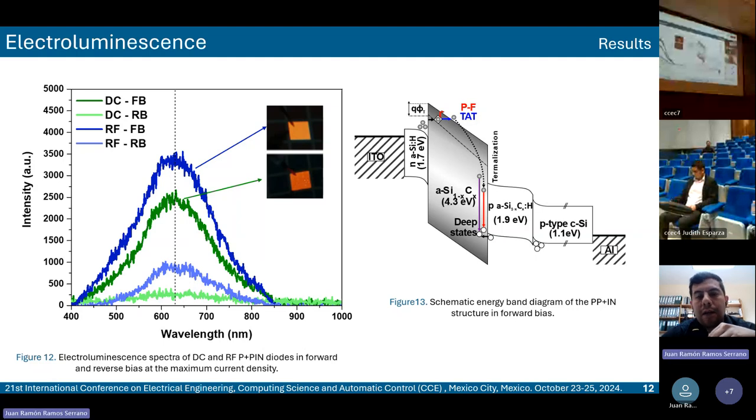From the transmittance spectra, we can observe that for a wavelength of 630 nanometers, the ITO film deposited by RF shows a transmittance close to 85%, while the film deposited by DC shows a transmittance close to 17% for the same wavelength. On the other hand, at reverse bias, both diodes show a poor light emission. This is because of less charge carrier injection, as current density voltage curves show.